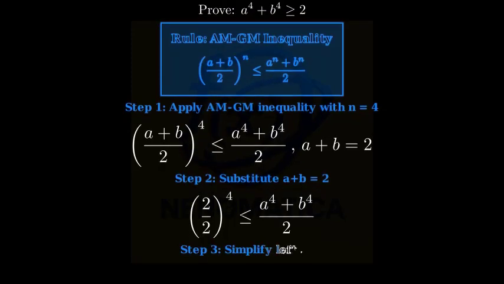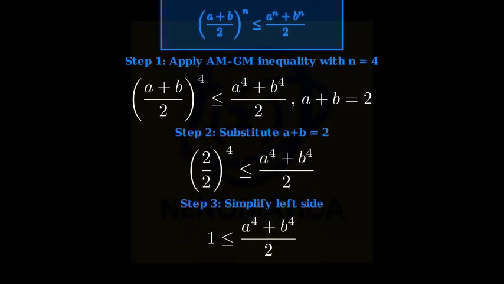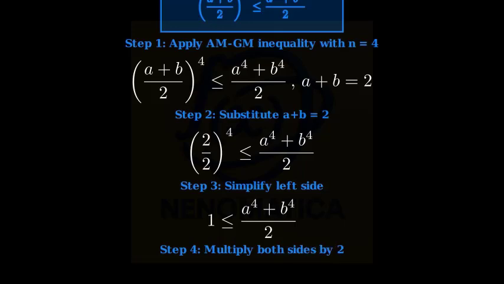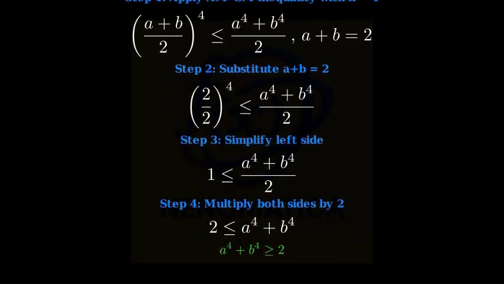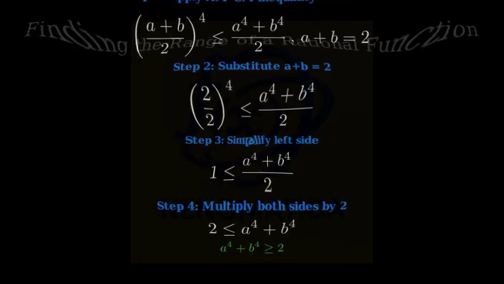Third, we simplify the left side of our inequality. 2 over 2 is 1, and 1 raised to any power is still 1. So we have 1 is less than or equal to a to the fourth plus b to the fourth over 2. Finally, we multiply both sides of the inequality by 2. This gives us 2 is less than or equal to a to the fourth plus b to the fourth, which is exactly what we wanted to prove.